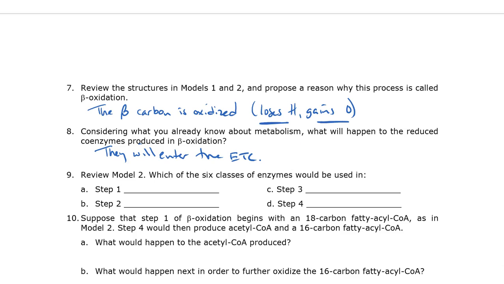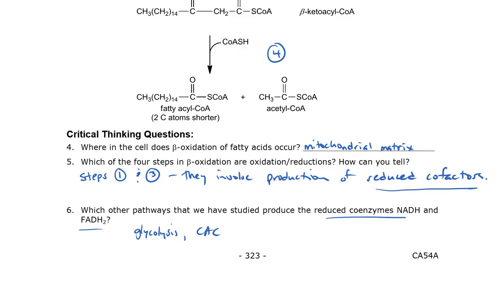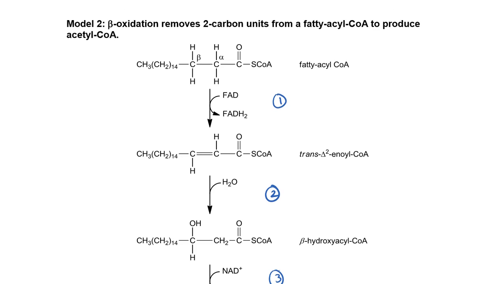Number 9. Look back at the 4 steps in Model 2, and write the class of enzymes for each of the 4 steps. Start with number 1, and we'll do them one at a time. So do step 1. Pause now. All right, this is an easy one, right? We already said that step 1 was an oxidation. We said that because it involved the reduced cofactor FADH2 and the oxidized cofactor FAD, so that would be oxidoreductase.